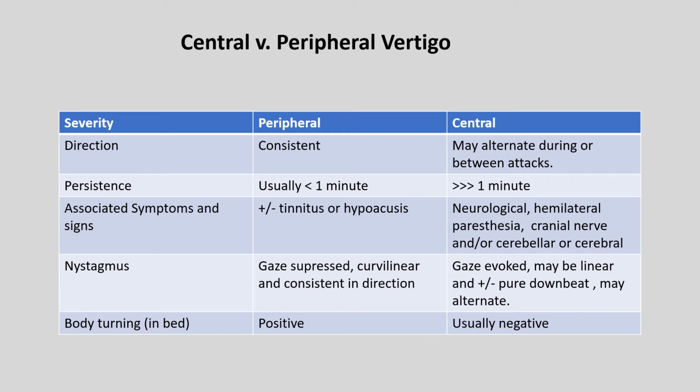In addition, the nystagmus of peripheral vertigo is curvilinear, usually with the curve being downwards, while it may be purely linear with central vertigo. As an aside, if you ever see pure downbeat nystagmus, it is almost invariably caused by serious diseases.